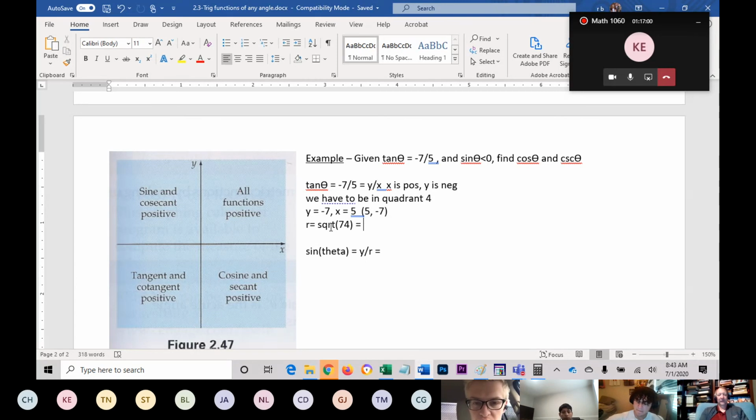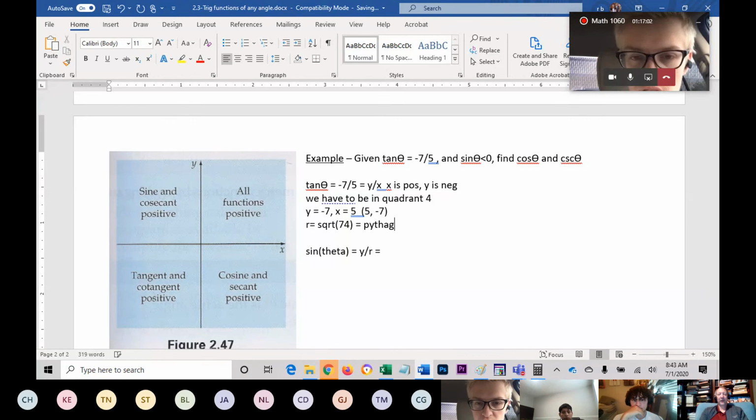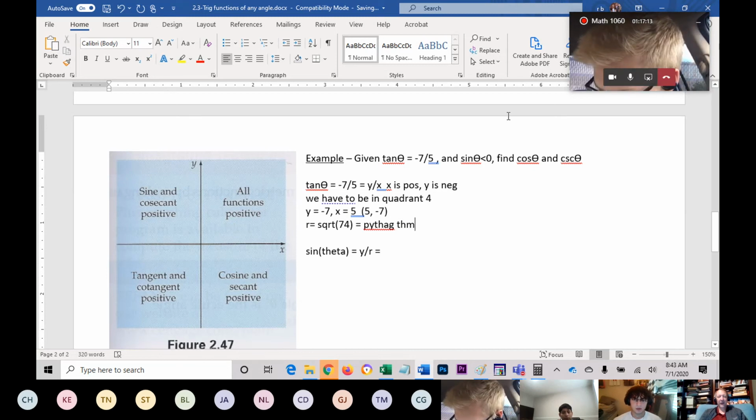So we can just use the Pythagorean Theorem and do... Pythagorean Theorem. Okay, that's good. Stop. That's your hint. There you go. Pythagorean Theorem. So Kobe, can you use the Pythagorean Theorem to figure out what r is?